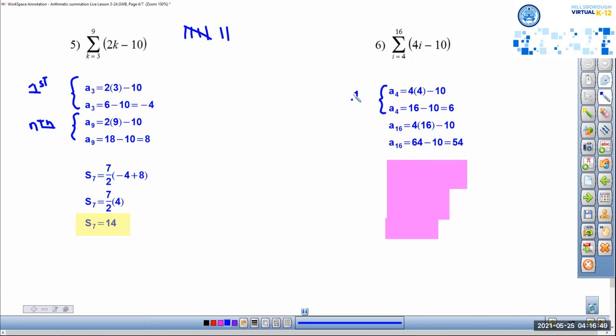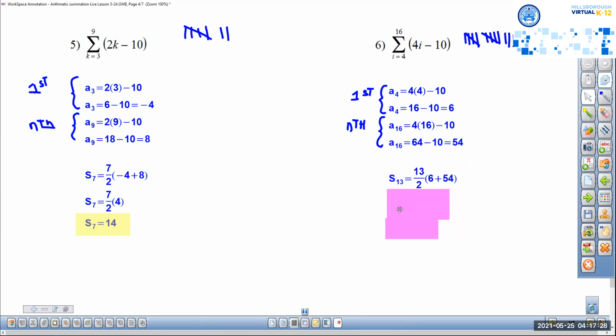So here's where you found the first term in the series, and here is the last term, which is the nth term. And if we do 16 minus 4, we get 12. Let's see if we add 1 to get 13. So we're going to start with 4 and go to 16. 4, 5, 6, 7, 8, 9, 10, 11, 12, 13, 14, 15, 16. So if you don't remember to add 1, make sure you do the tick marks.